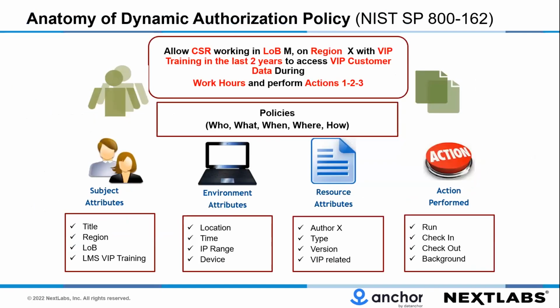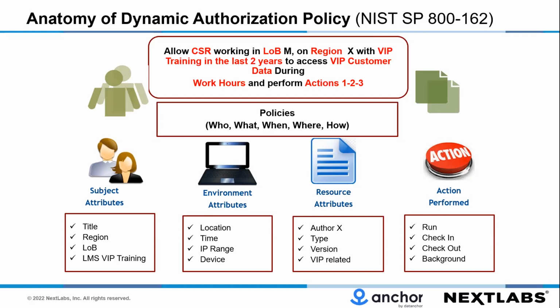So an example of this here, where we're combining the subject attributes. We're talking about the title of the user, as well as whether they've completed training as specific attributes. Combining that with the environmental attributes, like checking that this request is happening during work hours. The resource attribute being that it's customer data, and then limiting the actions that the user is able to perform based on how the policy evaluates.